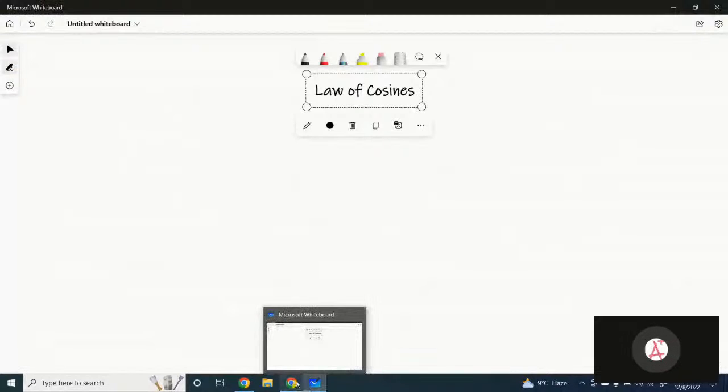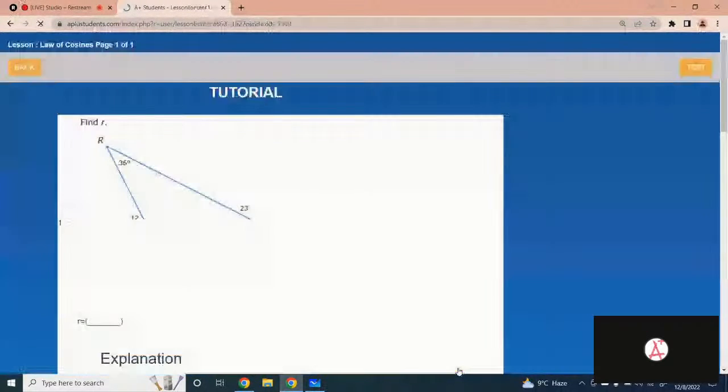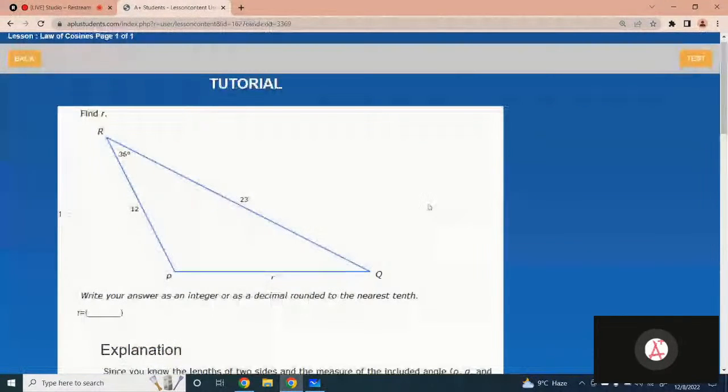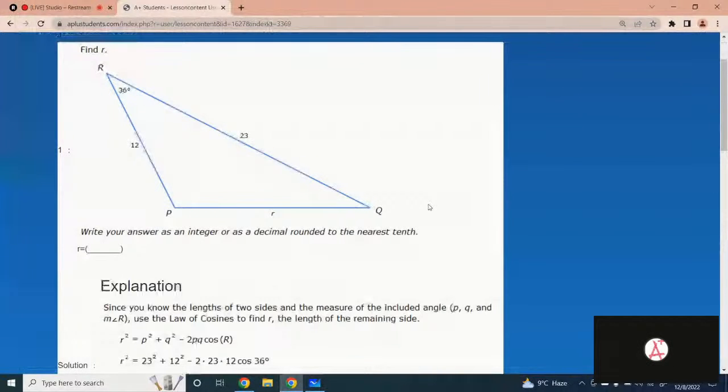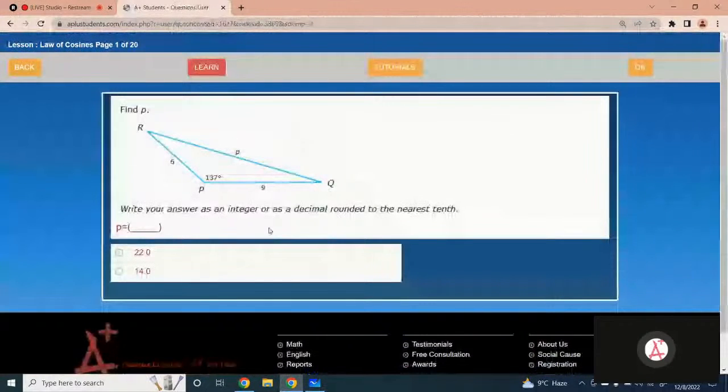Let's start with an example. You are given two of the sides and one of the angles. So you can use the law of cosines when you are given two of the sides and one of the angles. Got it? But the angle must be the angle in between the two sides. Like, you are given the two side lengths PR and PQ, and angle P is given. You can use the cosine law in this case.